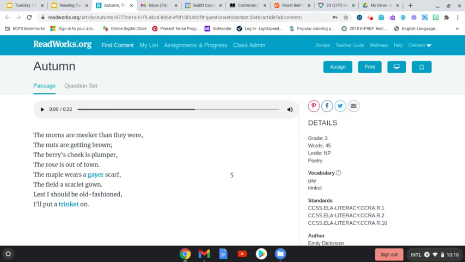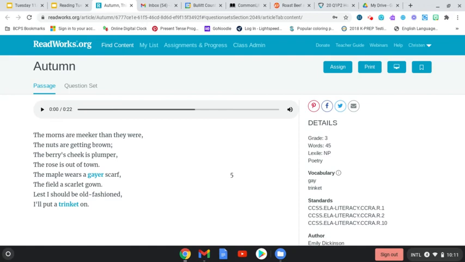The morns are meeker than they were. Now, when it says morns, that actually means morning. Meeker means kind of more quiet and not as intense. Okay. So the morns are meeker than they were means the mornings are a little bit more quiet than they were during summer.